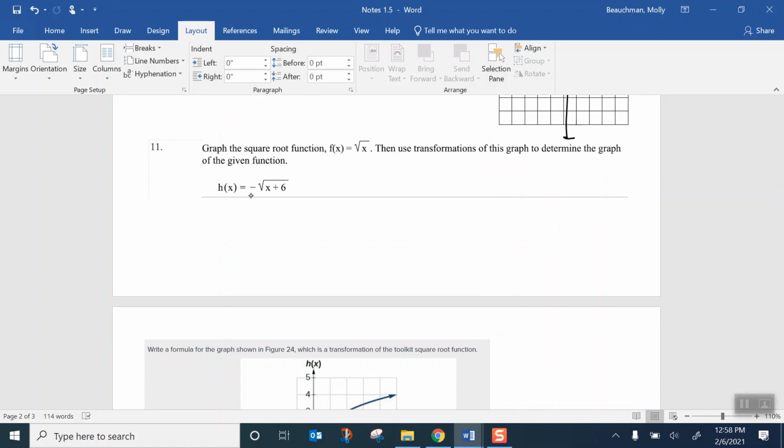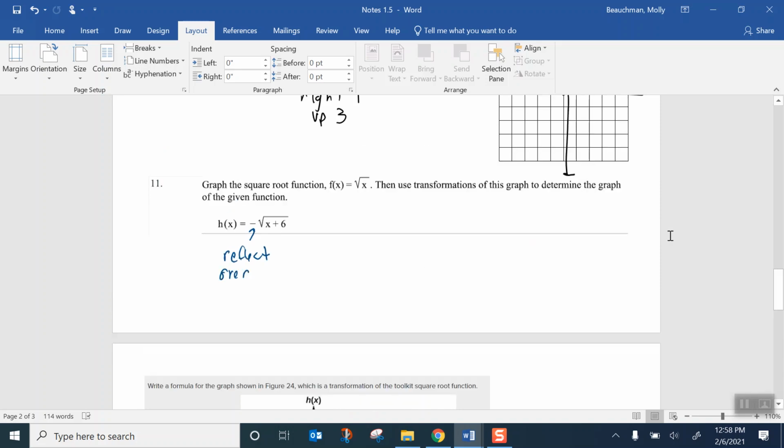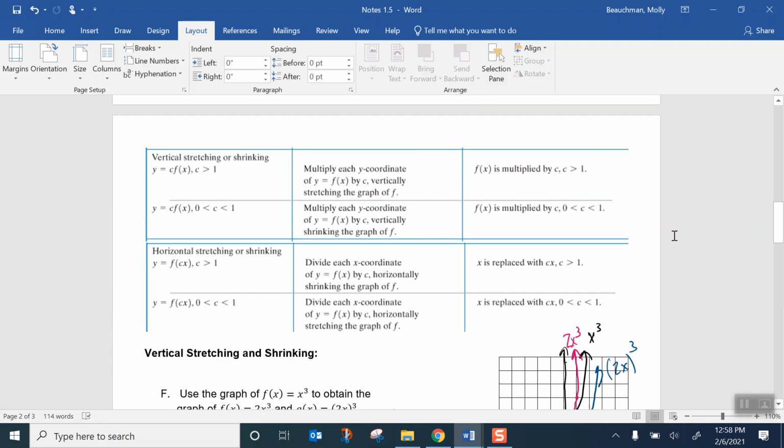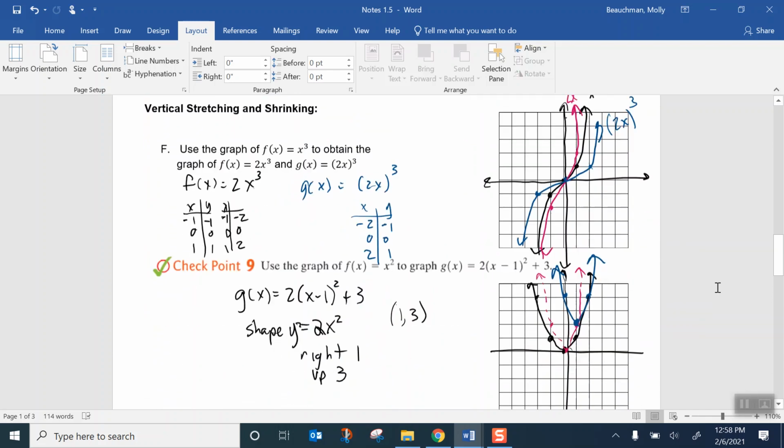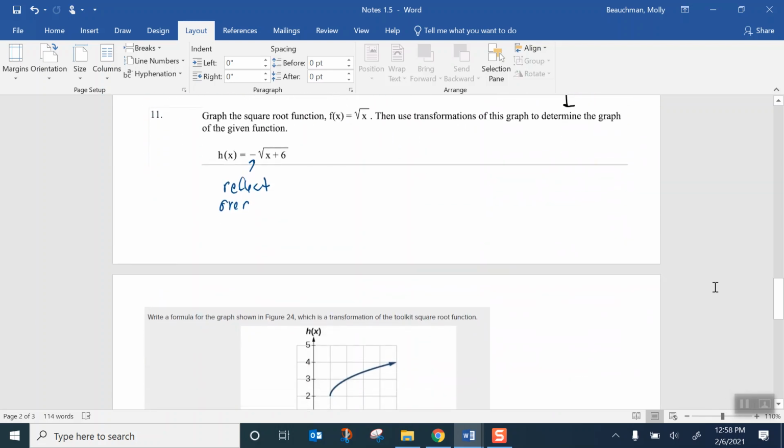So this graph, the negative on the outside means it's going to reflect. And it either reflects over the x-axis or the y-axis. If you forget, it's on the outside of the function, take a look at your reflections. It's on the outside, so it's going to reflect over the x-axis. Then the x plus 6 means we're going to move to the left 6.